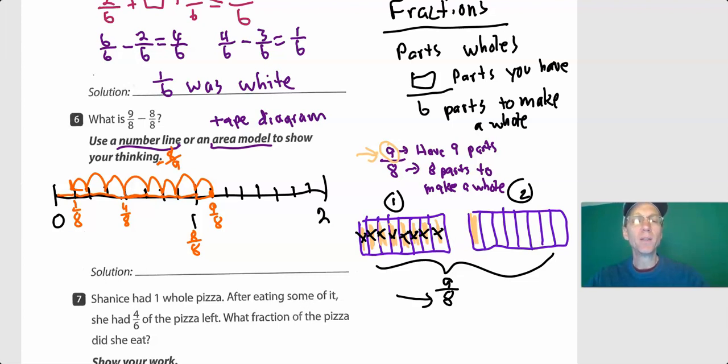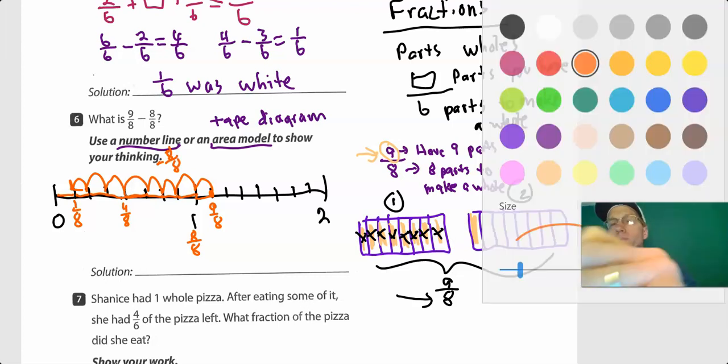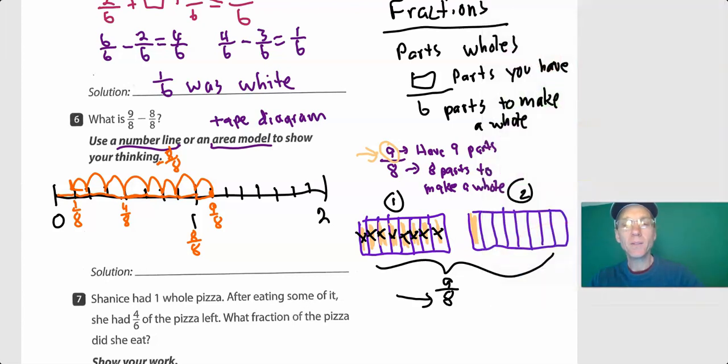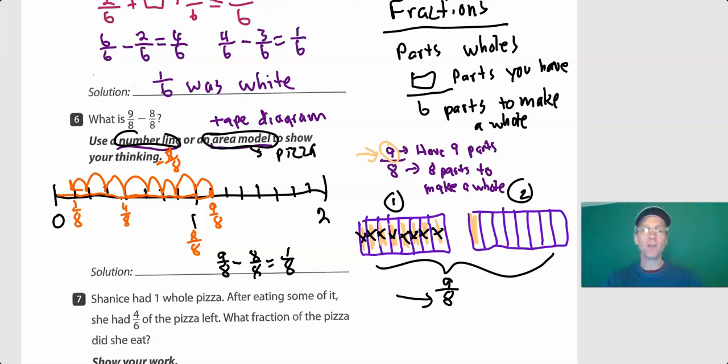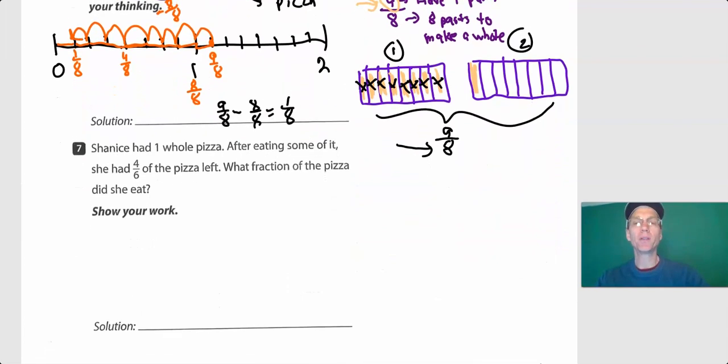So that might make, whoops, 9/8, sorry. That's what that looks like on a number line. I'm sorry, 8/8. We subtracted 8/8. And that might make more sense to you. So our solution, 9/8. Get the black marker there. 9/8 minus 8/8 equals 1/8. And we did it both as a number line, and we used an area model, which is just another way of talking about pizza. Okay? All right. Speaking of pizza, here we go.